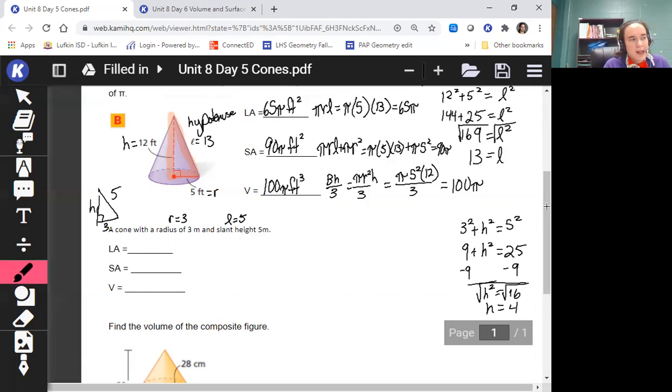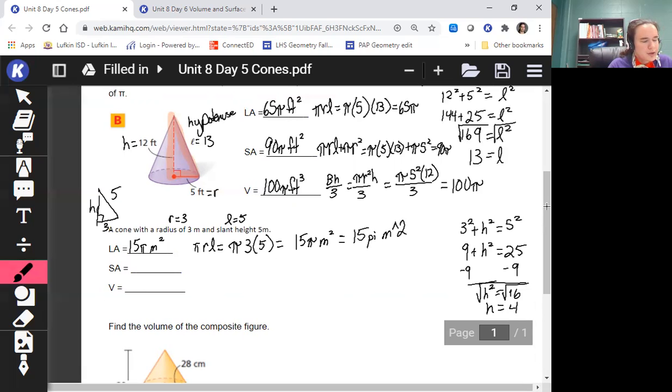Okay, then we're finding our lateral area, and lateral area is pi times your radius times your slant height. So pi times our radius, which is 3, times our slant height, which is 5, which gets us 15 pi meters squared. So remember that if you're typing this in a computer, it'd be 15 pi for pi, m for meters, and then your caret symbol, and 2 for your squared.